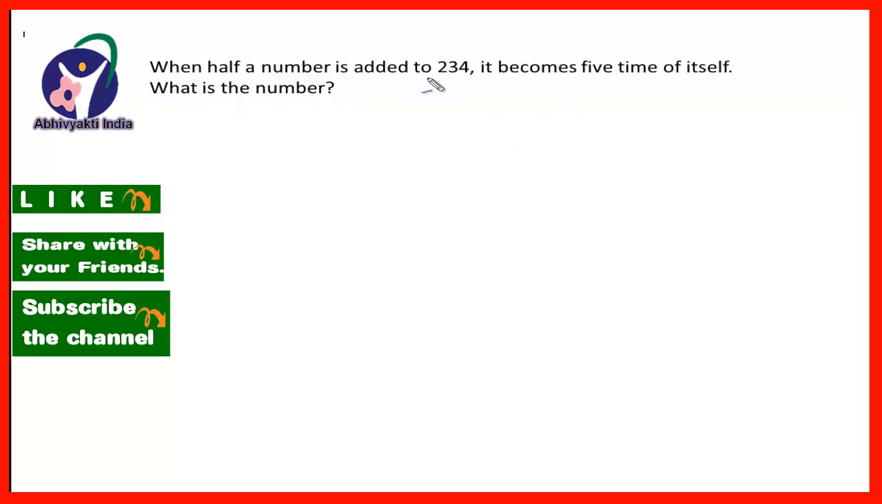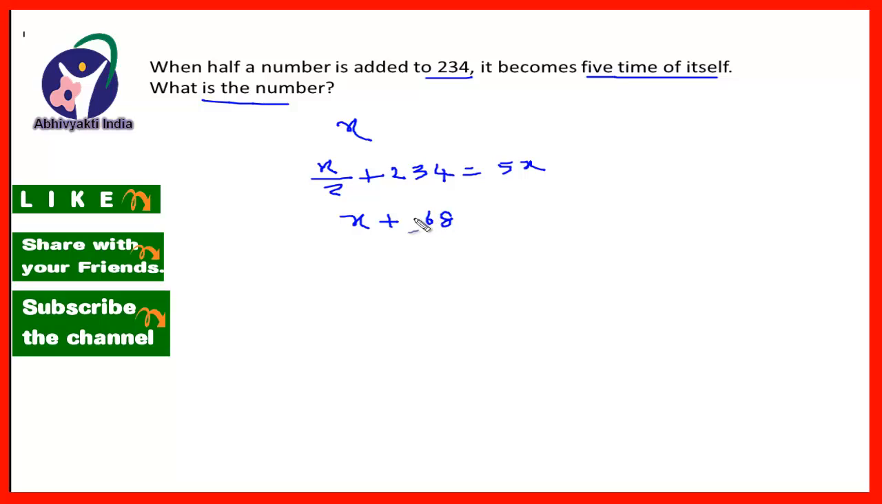When half a number is added to 234, it becomes 5 times itself. Find the number. So let the number be x. Half of the number, that is x by 2, is added to 234, then the number itself becomes 5 times, so that it will be equal to 5x. So multiply by 2 throughout the equation, so it will be x plus 4 2s are 8, 3 2s are 6 and 2 2s are 4, which is equal to 10x.